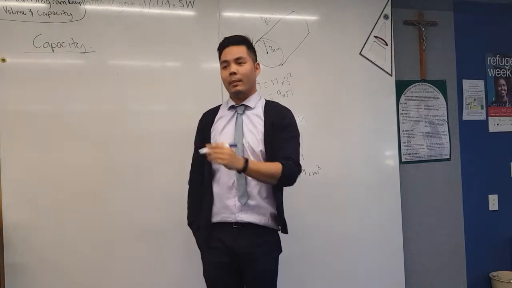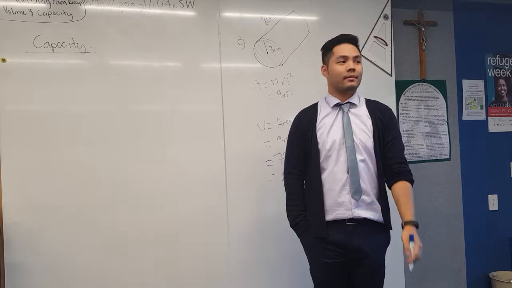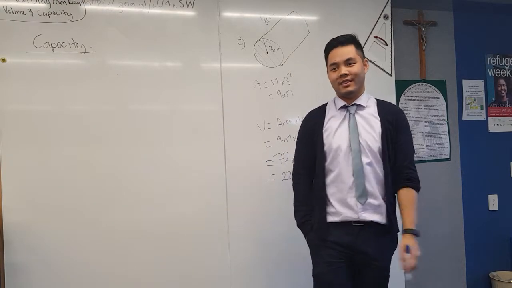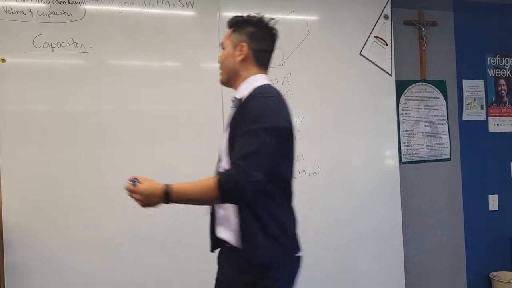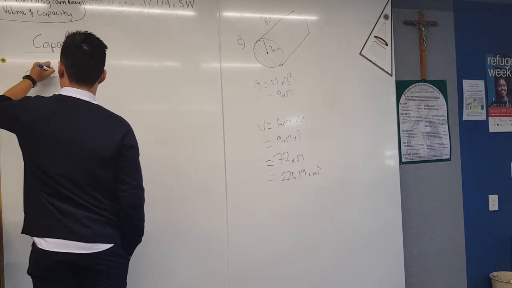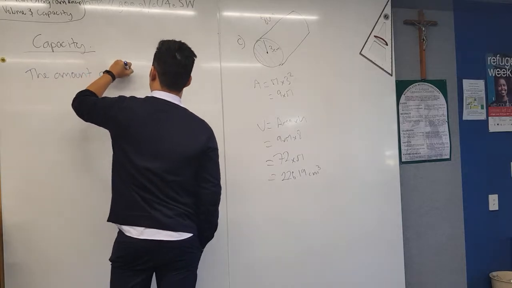Okay, Jesse, what did you say capacity was before? Capacity is the area outside of a shape. No, that's the first one. Oh, that's volume. Capacity is how much it holds. So capacity is the amount that an object can hold. The amount a container can hold.